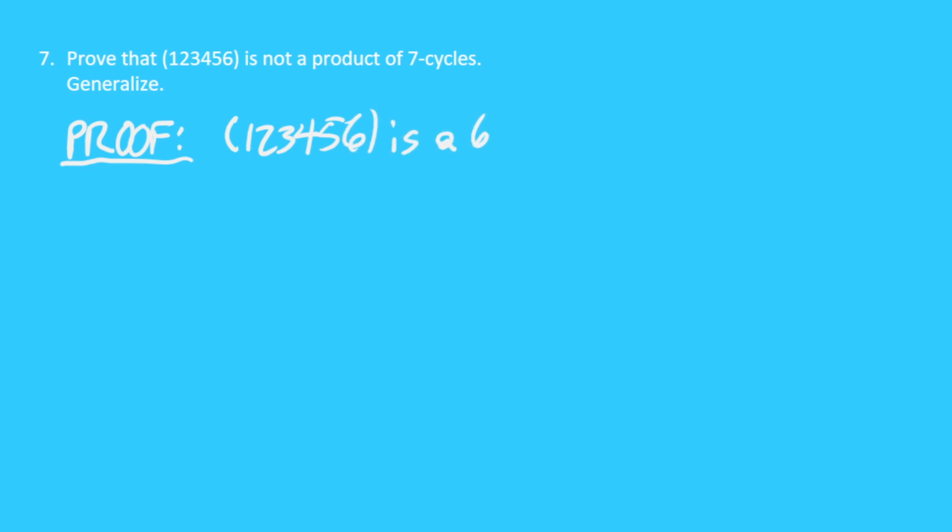We are asked to prove that the cycle (1 2 3 4 5 6) is not a product of 7 cycles, and then we are asked to generalize it. Okay, well, this should be a pretty easy one to prove. So let's take a look at our proof. Let's just state that (1 2 3 4 5 6) is a 6 cycle.